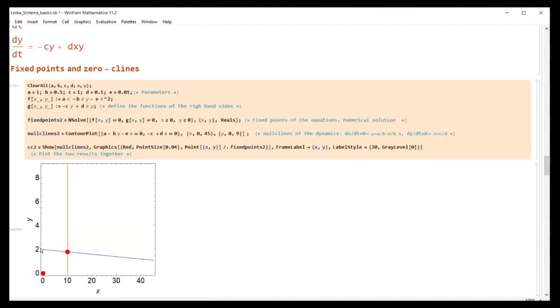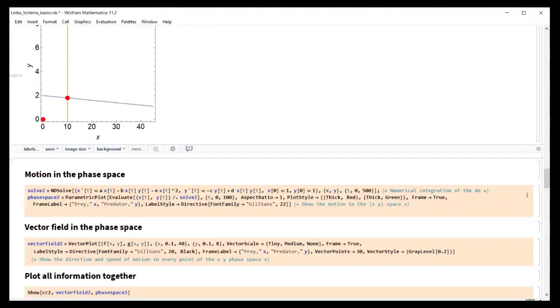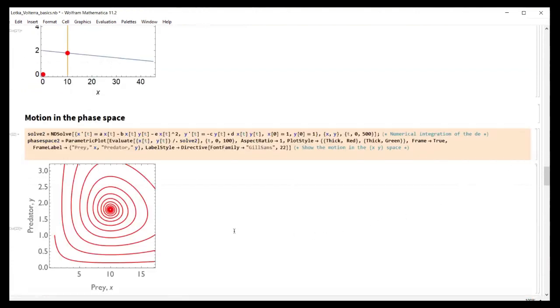But you can see that one of the zero clines, the zero cline of F, is a little bit changed, because in the previous model it was totally horizontal, but it started to decrease just because we introduced the self-inhibition. Okay, let's see after that the motion in the phase space, and it is a drastic change.